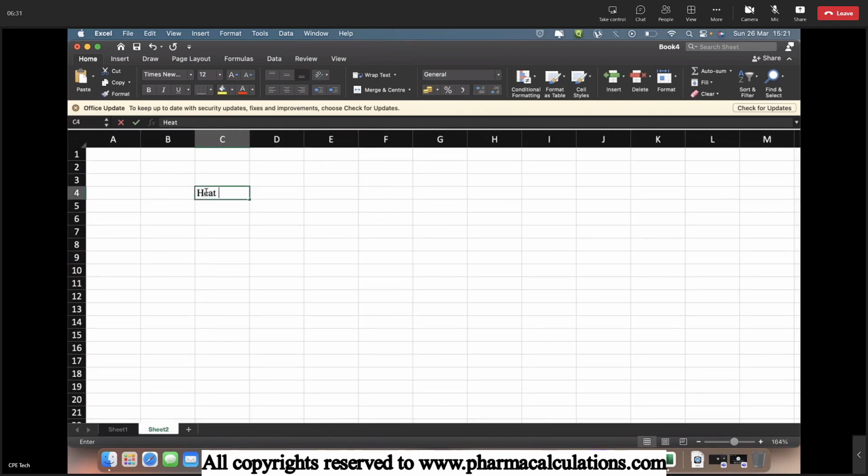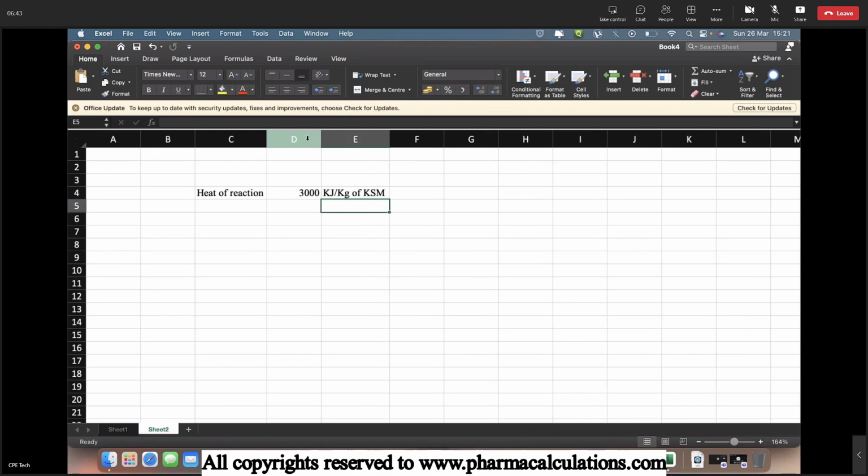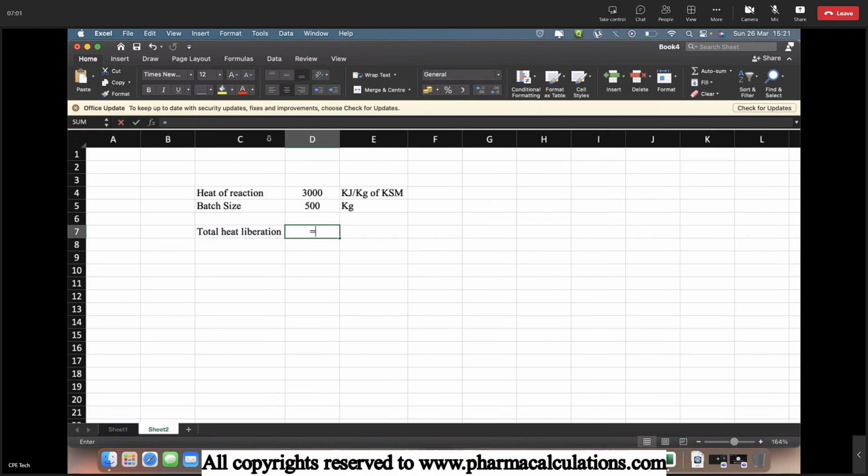So let's say the heat of reaction is almost 3000 kilojoule per kg of KSM, and let's say this was taken from the RC1 report. The plant batch size is 500 kgs. So here the total heat liberation is going to be a product of heat of reaction and the batch size. This is in kilojoules, and for convenience I'll be converting these kilojoules into kilocalories.